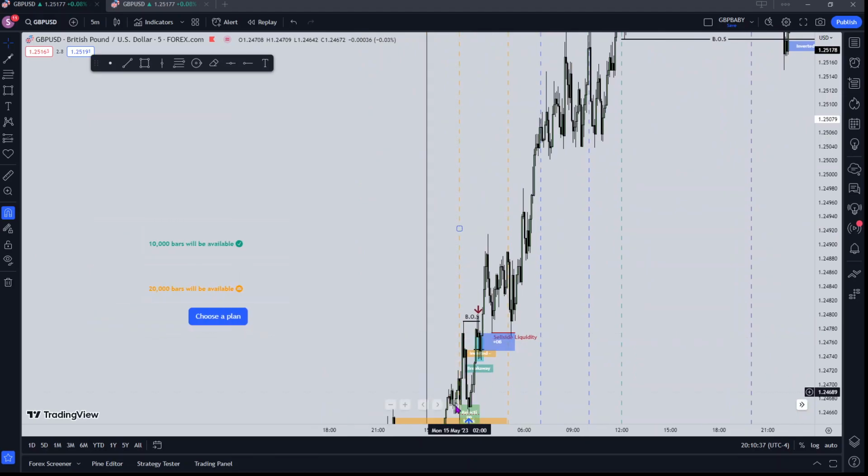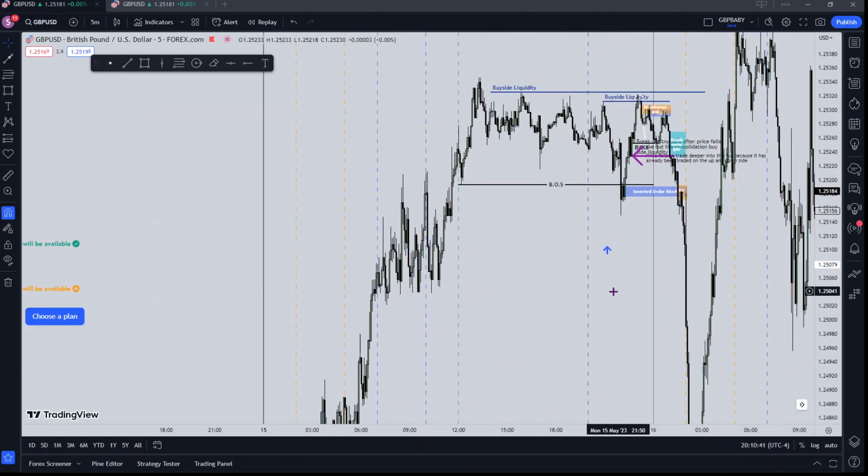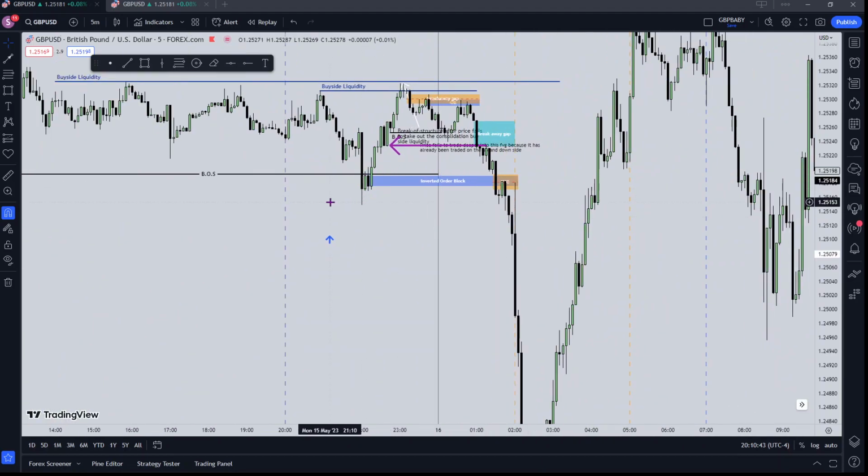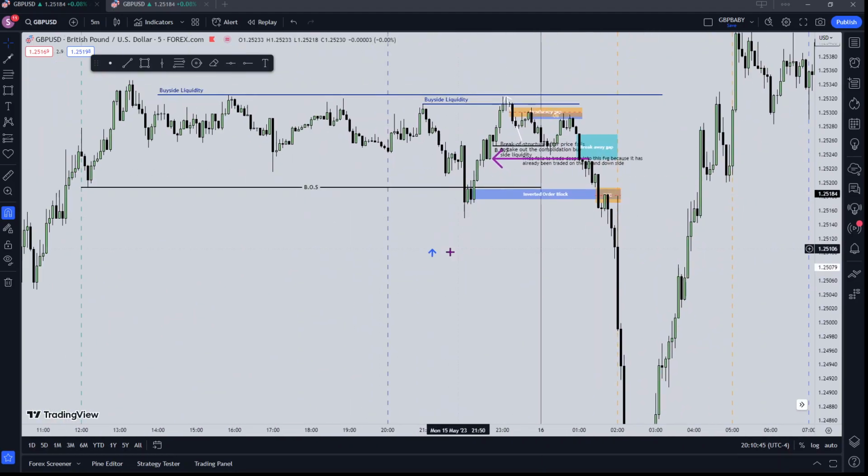So let's just copy that. This is a buy because we are taking out sell side liquidity, and then we can anticipate price to come take out that buy side. So I'm going to put that here, and then I'm going to put a red one here for a sell because it's above the buy side liquidity. Probably take off half there as well.